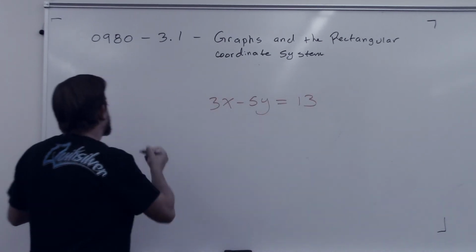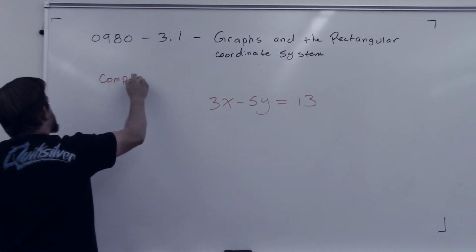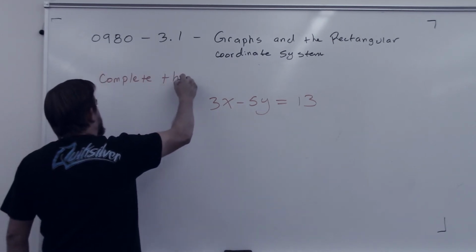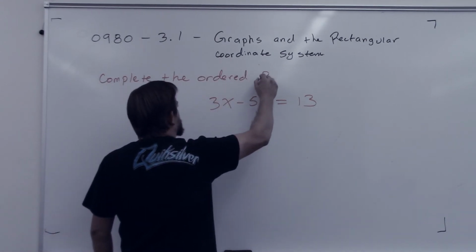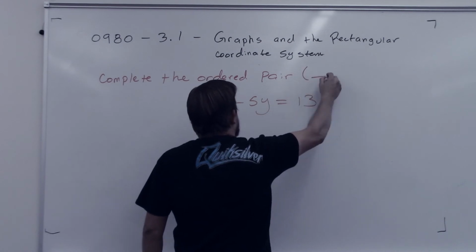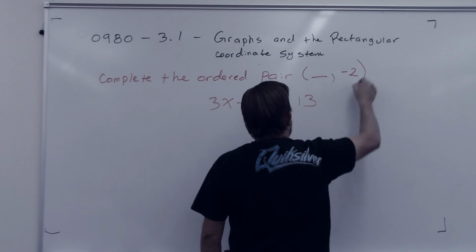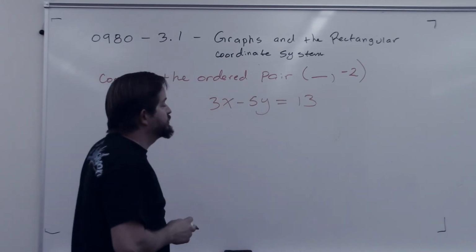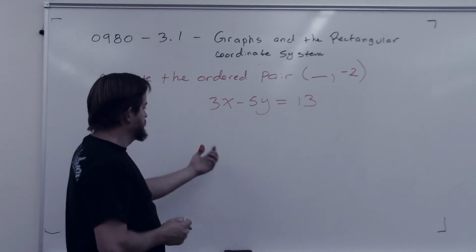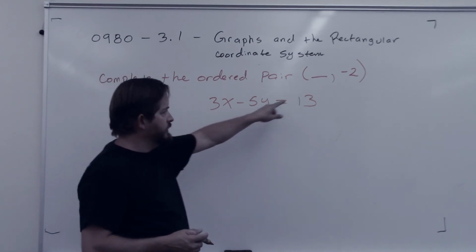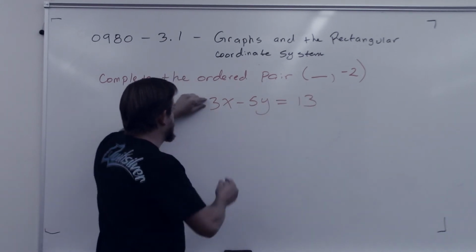You might also be asked this. Complete the ordered pair. I don't know what the x value is, but let's say y is negative 2. I think that's the number we had in there for the last point. But there might be an x value that makes this true, right? So what I'll do is leave my x value, because I don't know what it is, so I'm going to try to solve for it. But I do know a y value, so I'm going to plug that in.